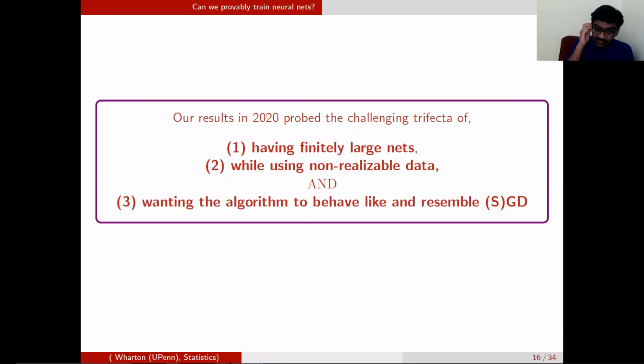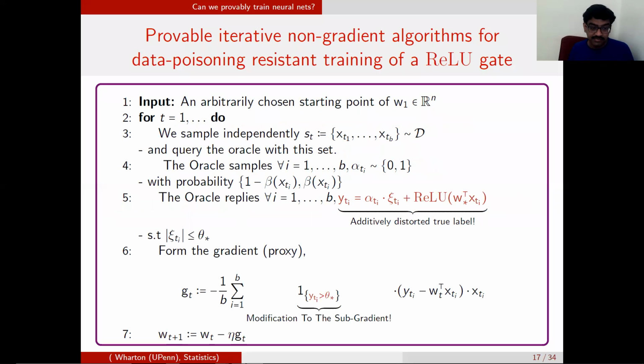So in 2020, we started asking this question more carefully. Are there examples where we can write proofs of convergence where the neural net is finitely large, data is not realizable, and the algorithm has to behave somewhat like stochastic gradient descent? And we were able to come up with some examples. Let me show one such example.